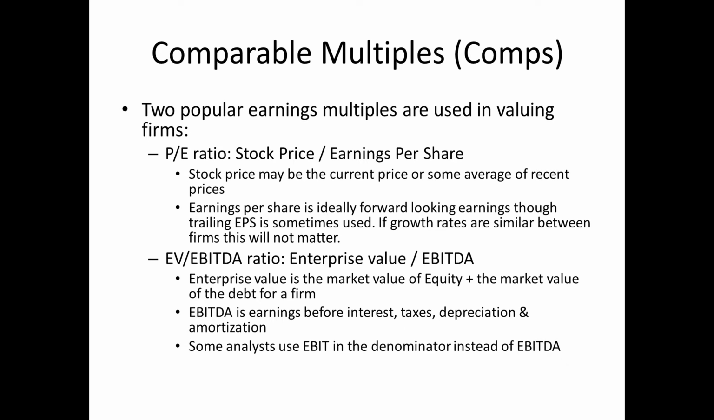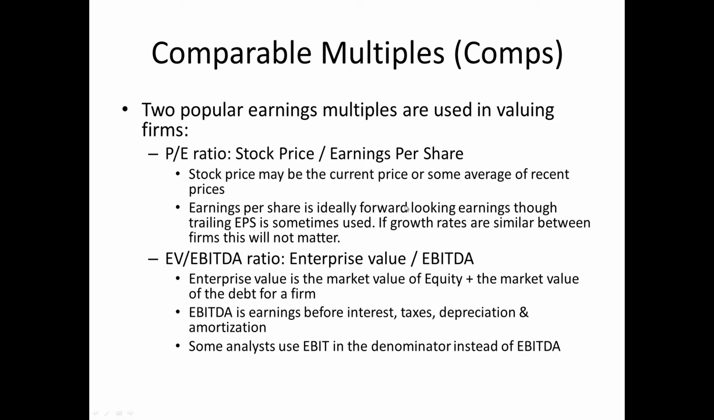So the two most popular earnings multiples that are used are the PE multiple and the enterprise value to EBITDA ratio, or the EV ratio. And so with the PE ratio, P stands for price, meaning your stock price. E stands for earnings. In this case, usually use earnings per share, and because you do that, you have to take one extra step. So the stock price could be the current price, or maybe some average of recent prices if your stock price has been very volatile.